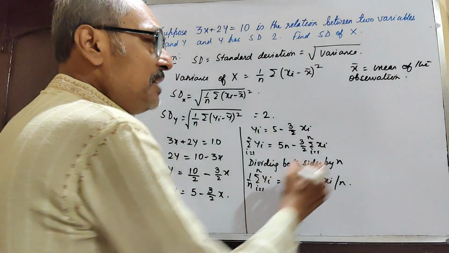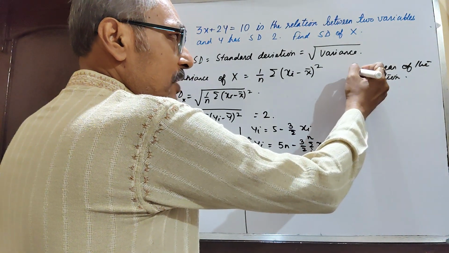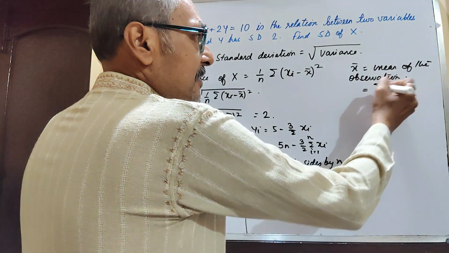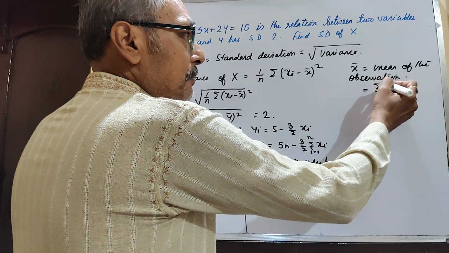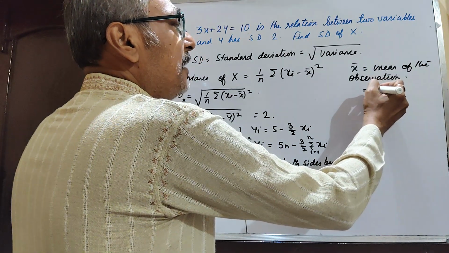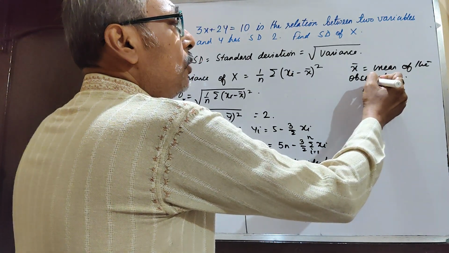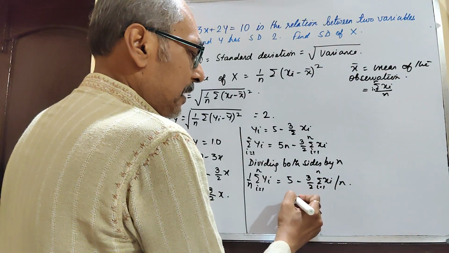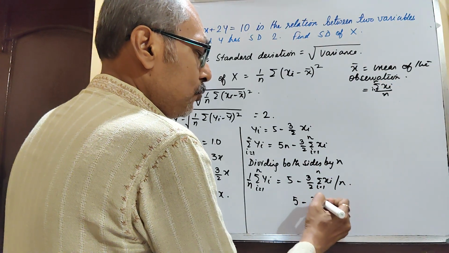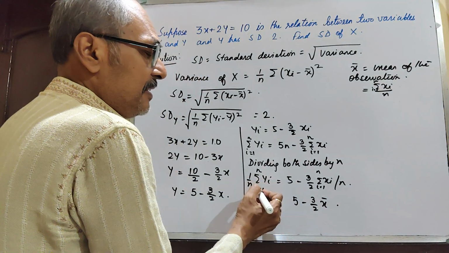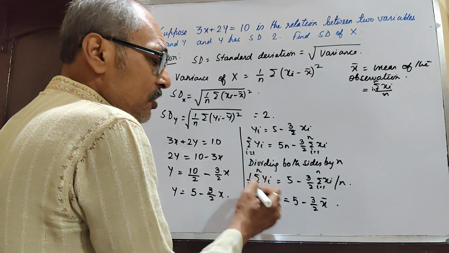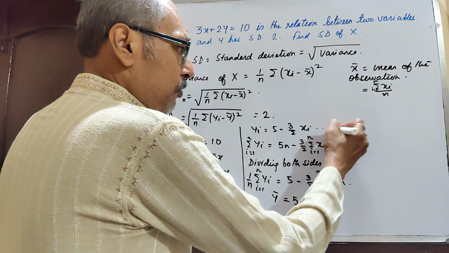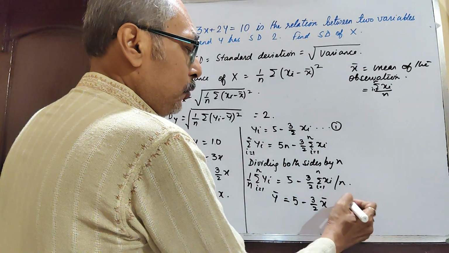Now what is mean? Mean equals summation xi by n, i running from 1 to n. Therefore, this is our x bar. So 5 minus 3 by 2 x bar is the mean of y. This is y bar. Now, this is equation number 1 and this is equation number 2.